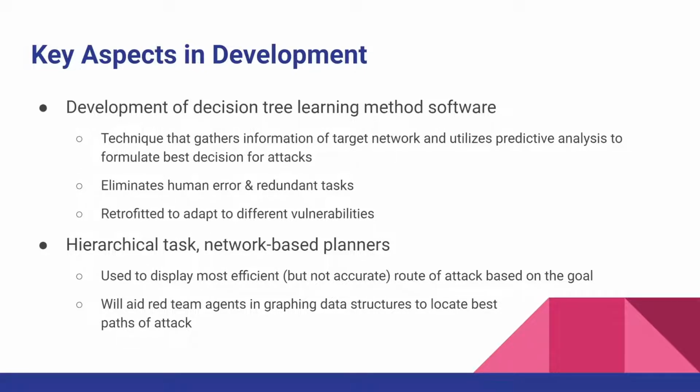What this will essentially do is eliminate any human error when deciding what kind of attack to do, and any other redundant tasks that come along with this process. This kind of software can also be retrofitted to adapt to different vulnerabilities on a network. Now, unlike this decision tree software, which will tell you what kind of attack to perform, the hierarchical task network-based planners are used to display the most efficient route of attack based on the specific goal that you have set in mind. This will aid red team agents in graphing data structures to locate the best path of attack, while the decision tree will give you the best type of attack to carry out based on the path.